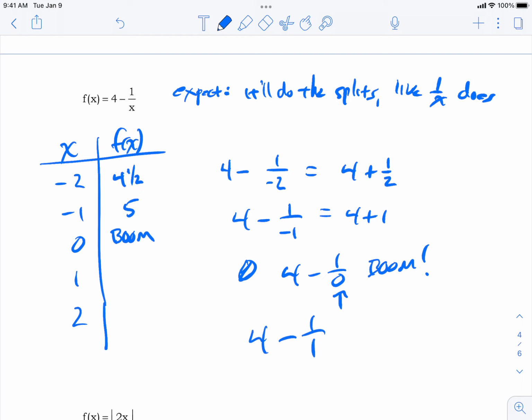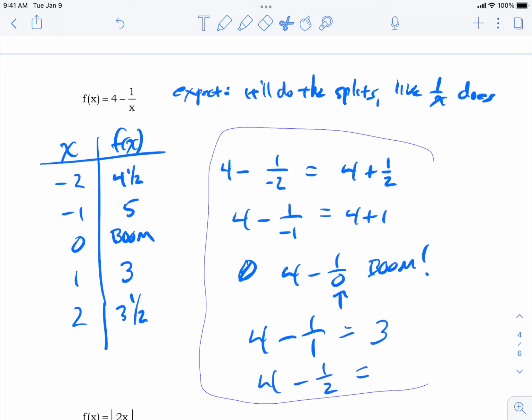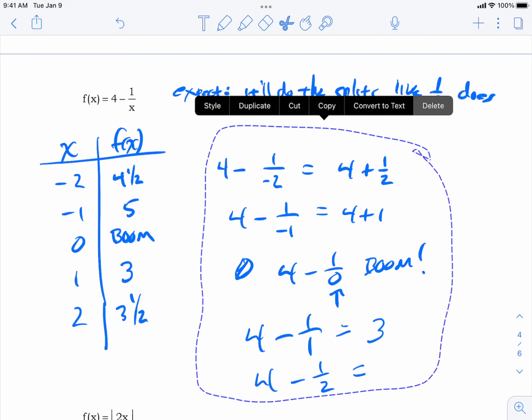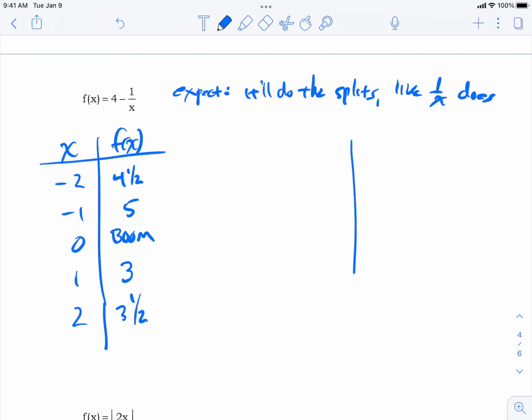4 minus 1 over 1, which would be 4 minus 1, which would be 3. This is goofy. Okay, if I plug in a 2, 4 minus 1/2, that would be 3 1/2. Okay, that's goofy enough for me to stop and graph the points and see what I'm looking at here. Sometimes you have to graph the points to get an idea of what you need to do next. So let's do that. So let's see, I got to go out to at least 5 or 6, it seems.